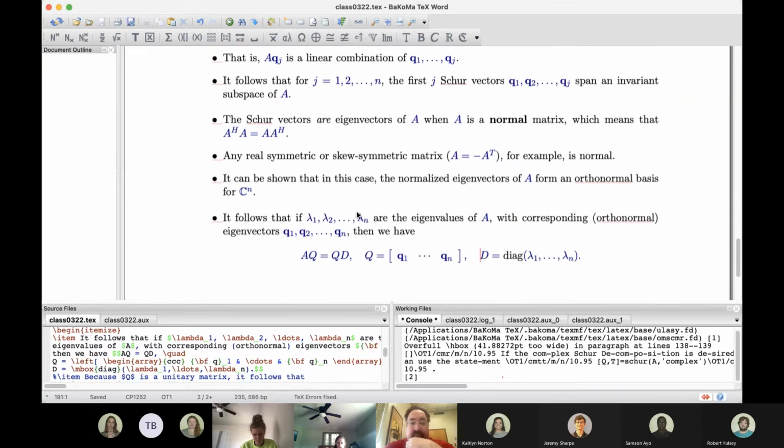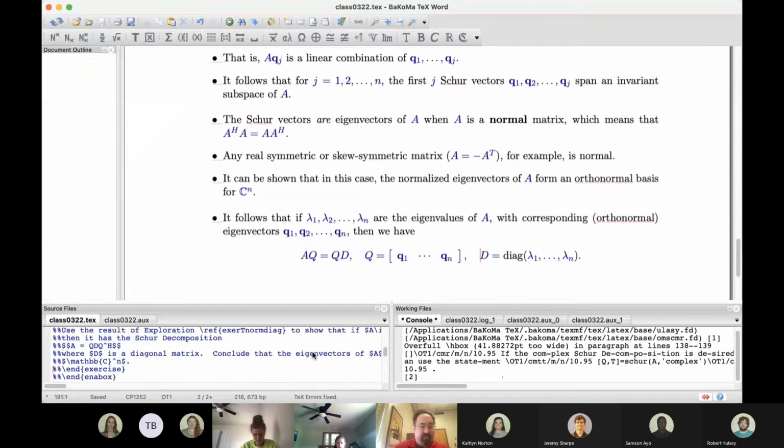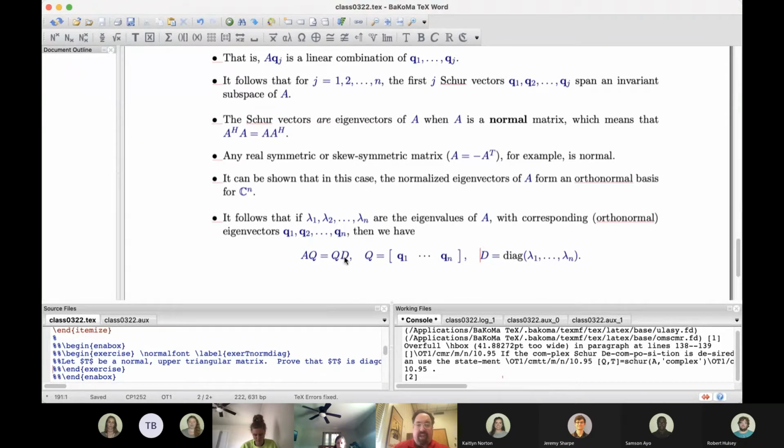So if lambda 1 through lambda n are the eigenvalues, and they have these orthonormal eigenvectors, again, this is a case where A is normal, then the matrix T, the upper triangular matrix from a Schur decomposition, is actually a diagonal matrix, because a matrix that is upper triangular and normal has to be a diagonal matrix. That's actually one of the homework problems in this section. I don't recall if I assigned it or not.